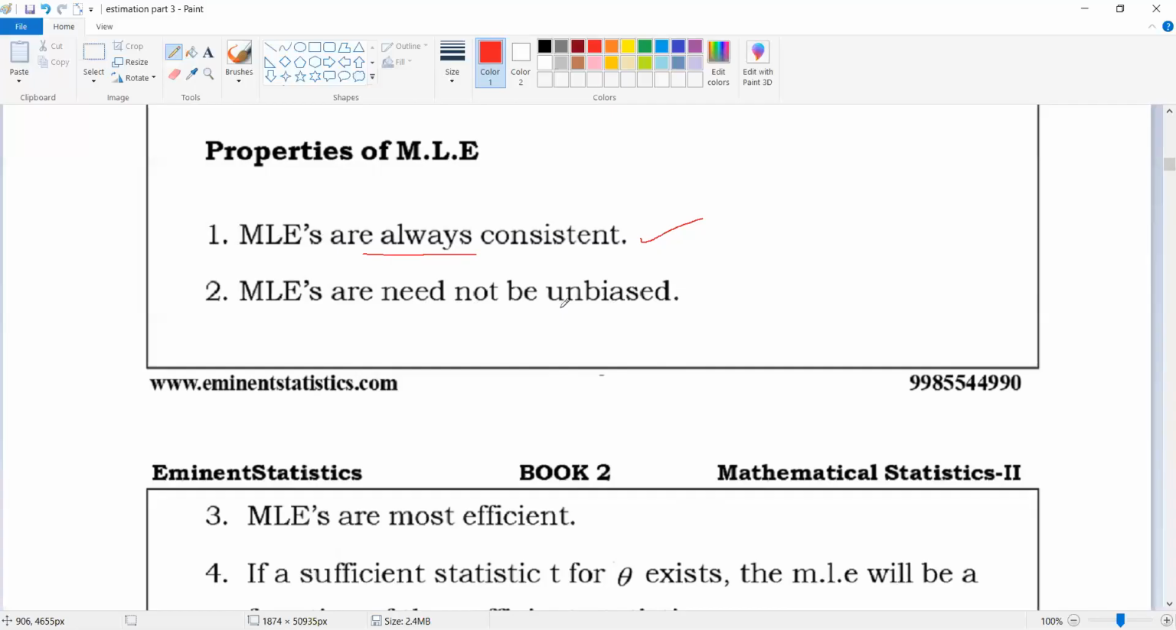MLEs need not be unbiased estimators. For each and every case, I am giving one example here.